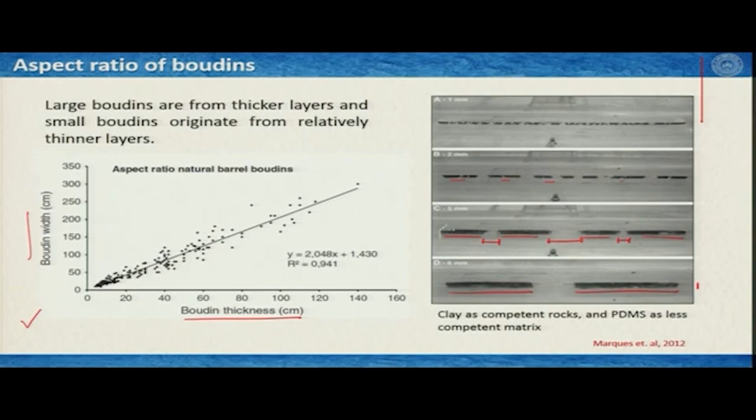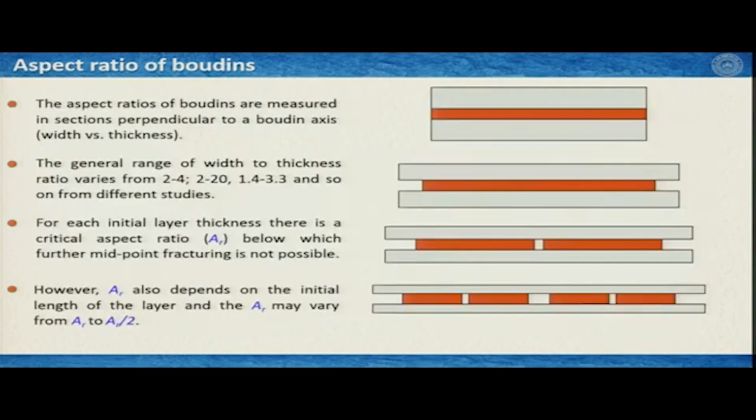This indicates that we had the first fracture here, then this one and so on, and this is how it proceeds. So, generally what we can figure out is that the aspect ratio of boudins is generally measured in sections perpendicular to a boudin axis. For unidirectional boudinage, the aspect ratio is the ratio of width versus the thickness of the boudins. And if you consider two-dimensional boudinage, then we also have to measure the length to thickness ratio.